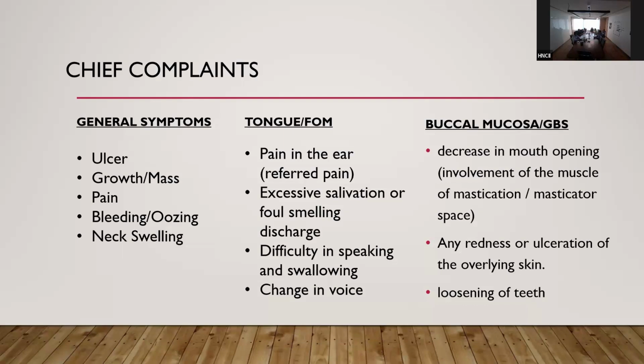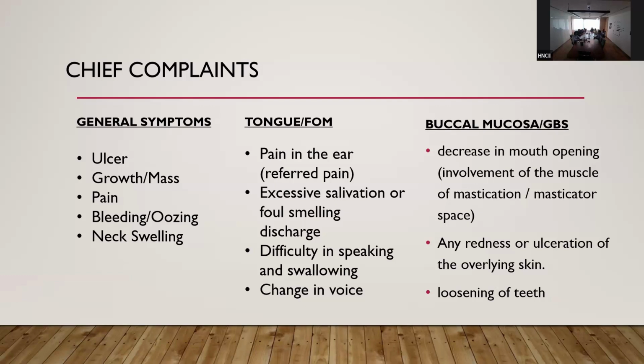Particular complaints related to specific subsites. So tongue or floor of mouth can have pain in the ear, which is a referred otalgia. You can have excessive salivation or foul smelling discharge because of secondary infection. Then you can have difficulty in speaking and swallowing. So this can note that the tumor is involving the muscles of the tongue, because of which ankyloglossia might be there and you might have difficulty in speaking, and change in voice. So if it reaches the posterior third or the base of tongue, you must have heard hot potato voice can be there. So that gives a clue that the tumor is going posterior.